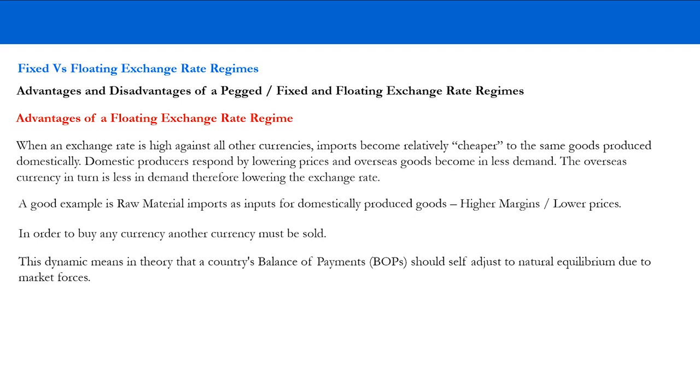And we need to start thinking about the basics of currencies here to underpin this foundation. In order to buy any currency, another currency must be sold first. It happens automatically. And this dynamic theory means that a country's balance of payments should always be self-adjusting to some sort of natural equilibrium determined by market forces.